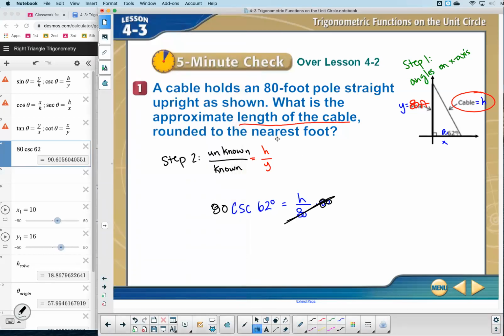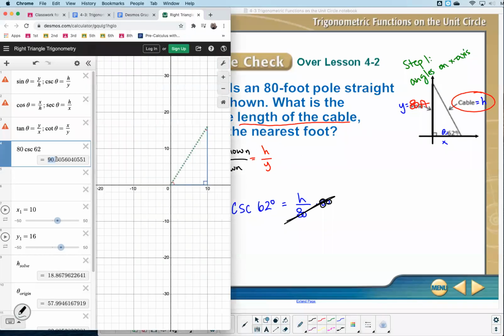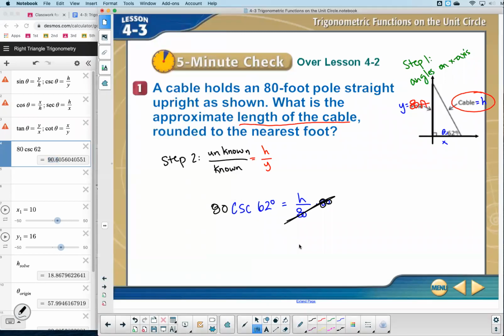It says to the nearest foot. So does this stay as 90 feet or does it round up to 91 feet? It should round up to 91. That's right. We're going to round this up to 91 feet. So I'm going to do the approximately equals sign, 91 feet. That's the length of the cable.